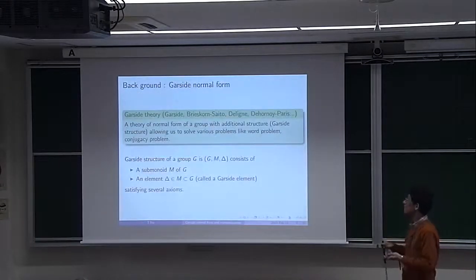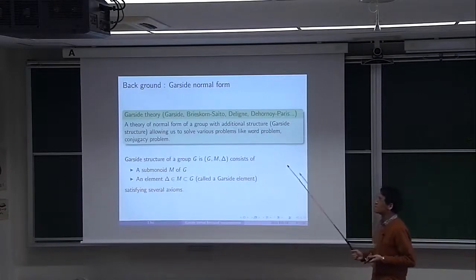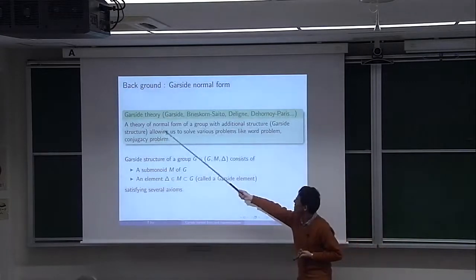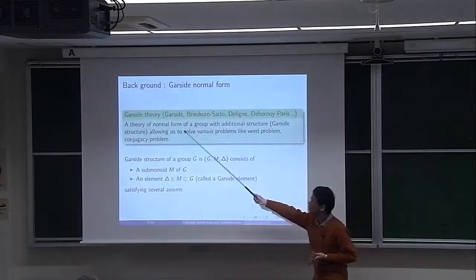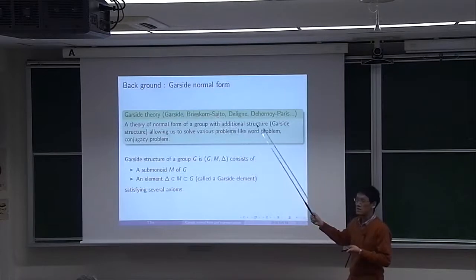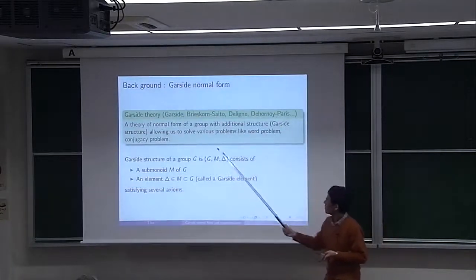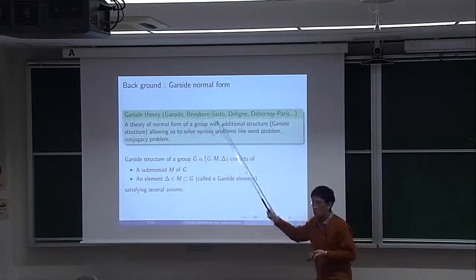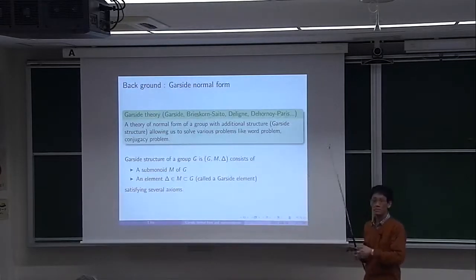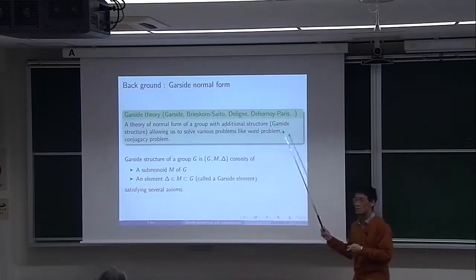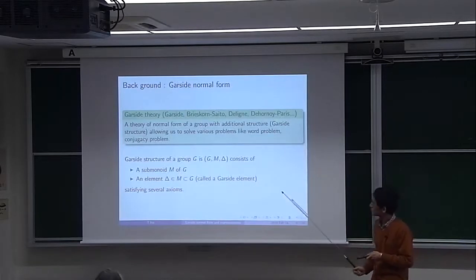So what is the Garside normal form? There are various interpretations, but here I'd like to say that Garside theory is a theory of normal forms of groups with additional structure, called the Garside structure. By using normal forms, we are able to solve various important problems in combinatorial or algebraic group theory, such as the word problem, the conjugacy problem, and some other related problems.